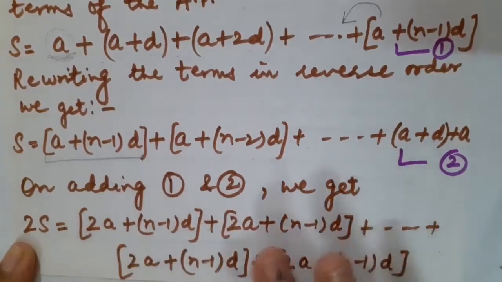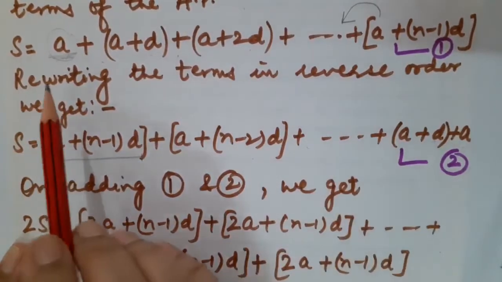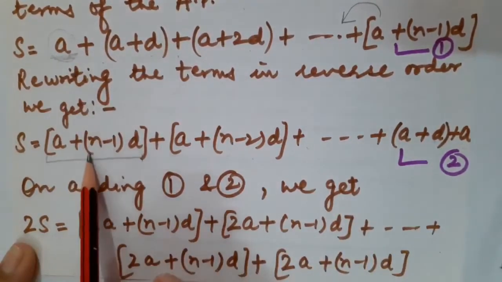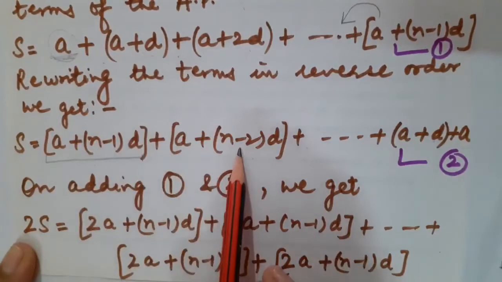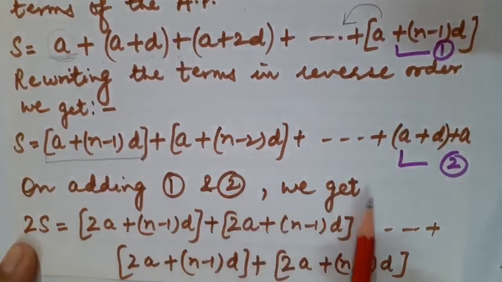Even we could add it while simplifying also, but that would become a little bit tough for you children. So what I am going to do, first term will be added in first term, second term will be added in second, and so on. Correct? So on adding equation 1 and 2, what we get?